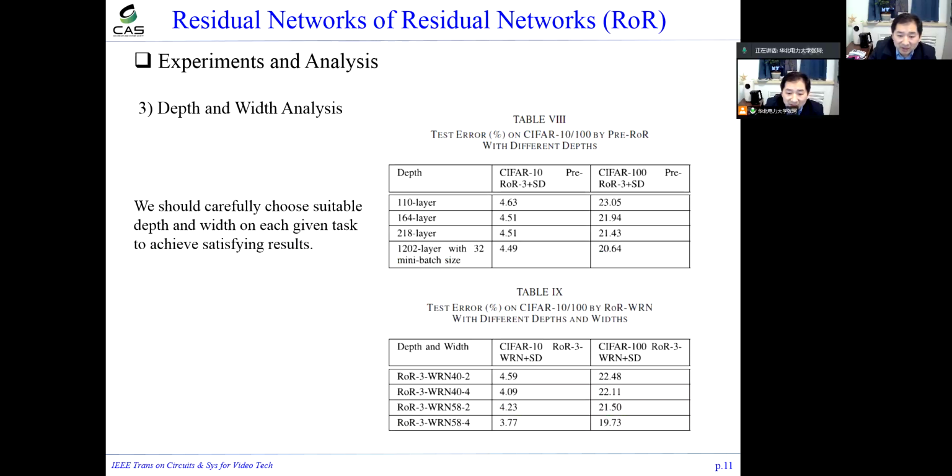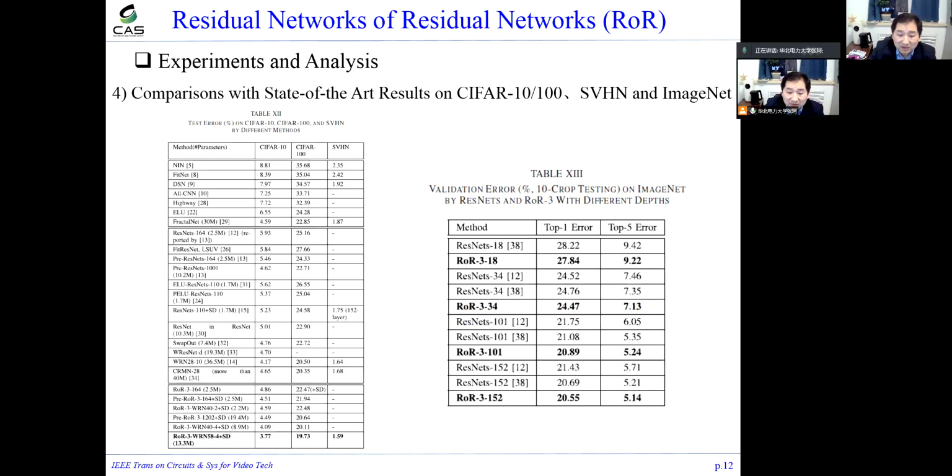Three, we analyze how to choose the depth and width of RoR. The experimental results show that we should carefully choose suitable depth and width on each given task to achieve good results. Four, we compare with the state-of-the-art methods on CIFAR-10, CIFAR-100 and SVHN, where we achieved overwhelming results.